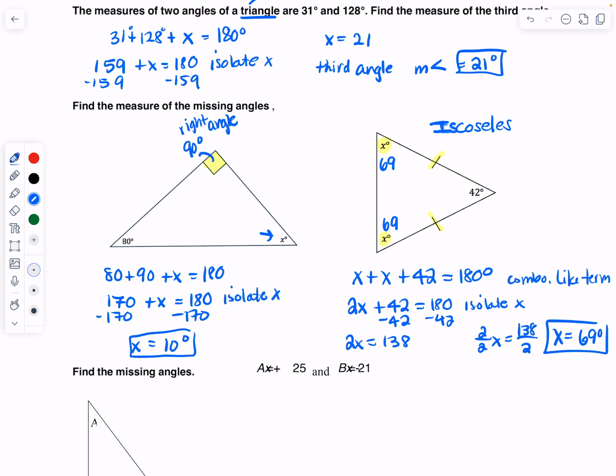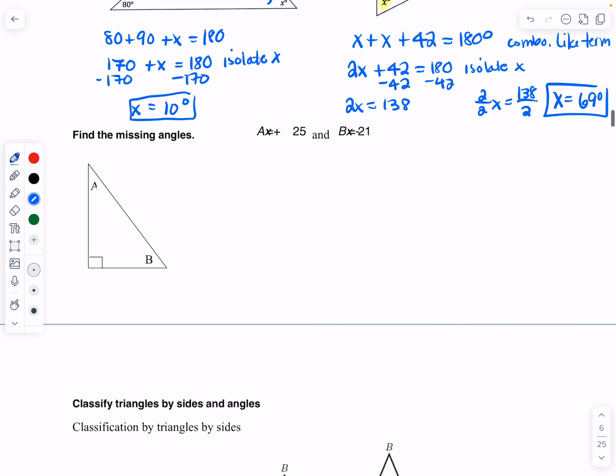Okay, let's look at this next one. Find the missing angle. This turned out kind of weird, so I'm going to rewrite it. Angle A is equal to x plus 25, and angle B is equal to 2x minus 1. So if your notes imported into your GoodNotes or Notability weird, this is what it's supposed to say. Find the missing angle. Again, we have a right triangle. We have a right angle, which is 90 degrees.